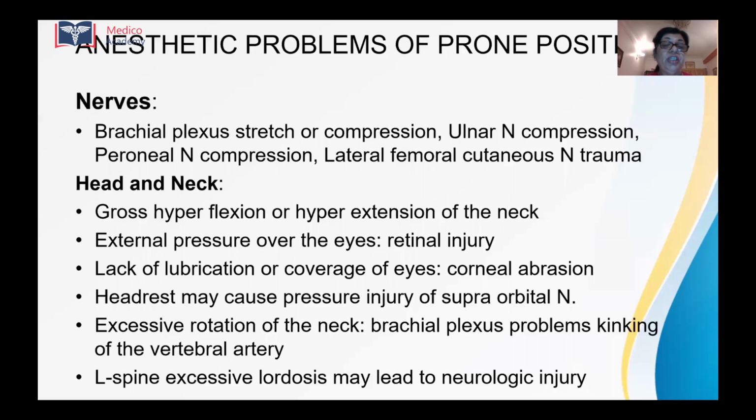In the nerves, there may be stretch or compression or trauma to the nerve. The brachial plexus may be stretched or compressed. Ulnar nerve may be compressed. Peroneal nerve may be compressed. And there may be trauma to the lateral femoral cutaneous nerve, which is very superficial. Gross hyperflexion or hyperextension of the neck is to be avoided. External pressure on the eyes may cause retinal injury. Lack of lubrication or coverage of the eyes may result in corneal abrasion. Headrest may cause pressure injury of the supraorbital nerve. Excessive rotation of the neck may result in brachial plexus kinking and cause kinking of the vertebral artery.